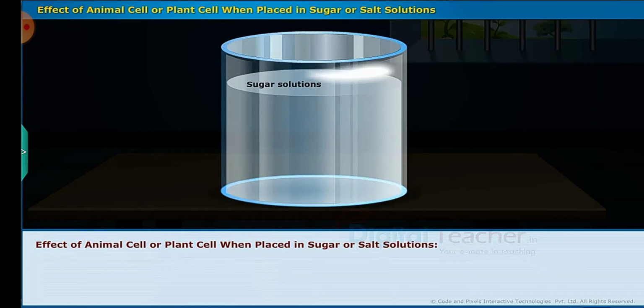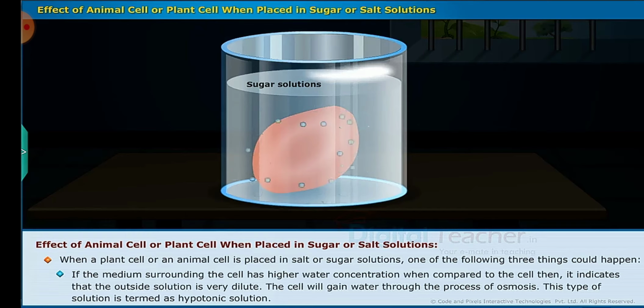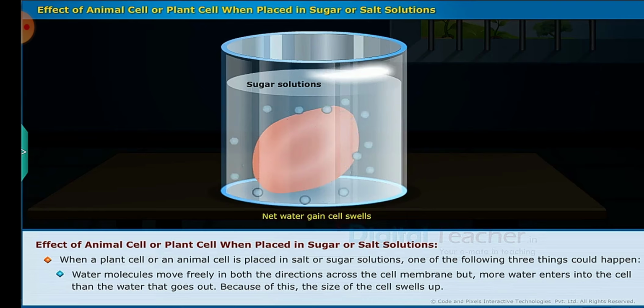Now let us study about the effect on an animal cell or plant cell when placed in sugar or salt solutions. When a plant cell or an animal cell is placed in salt or sugar solution, then one of the following three things could happen. If the medium surrounding the cell has higher water concentration when compared to the cell, then it indicates that the outside solution is very dilute. The cell will gain water through the process of osmosis. This type of solution is termed as hypotonic solution. Water molecules move freely in both the directions across the cell membrane, but more water enters into the cell than the water that goes out. Because of this, the size of the cell swells up.